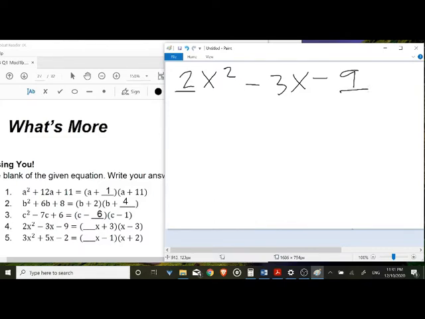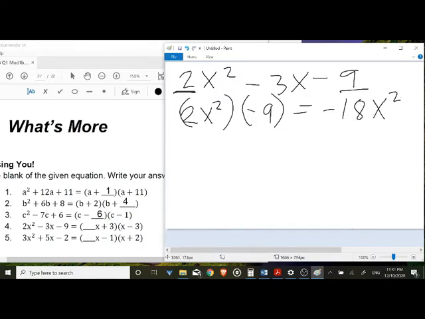So, hindi na lang si 9, isama na rin natin si 2. So, magiging 2x squared times the third term, negative 9. That is equal to negative 18x squared. So, hahanapan natin to ng factor na once in-add po natin silang dalawa, the result is negative 3x.